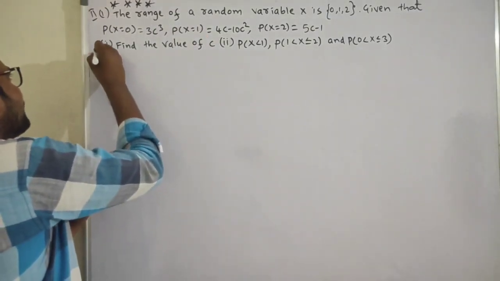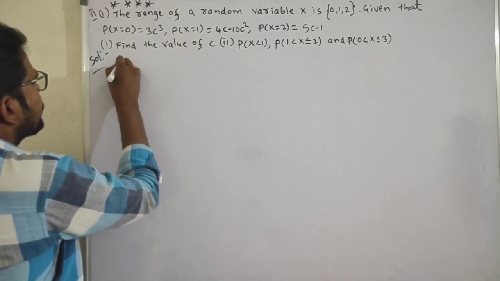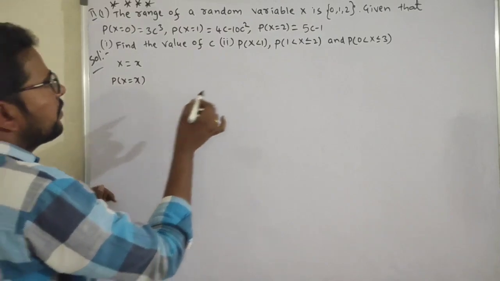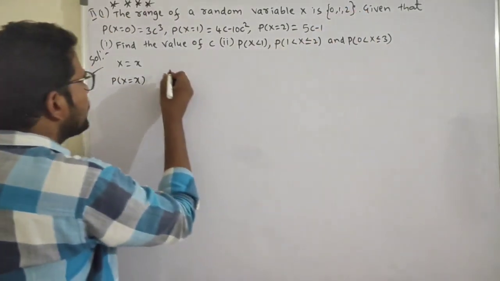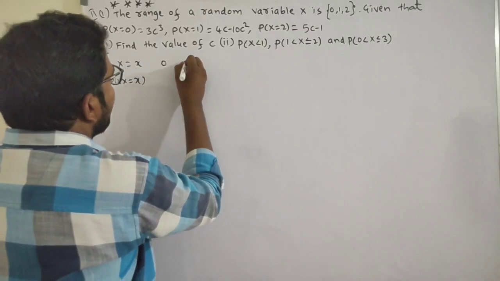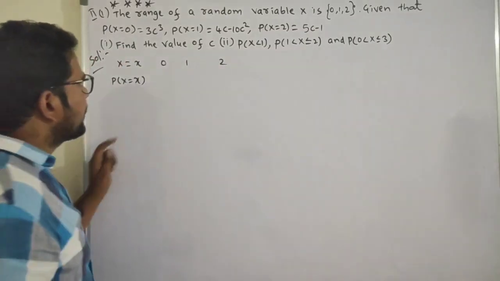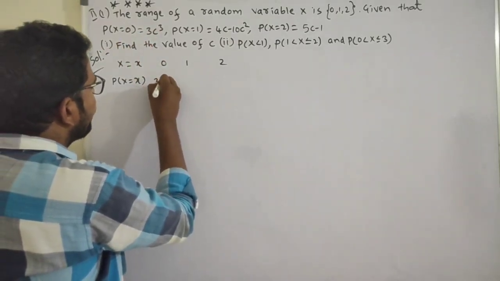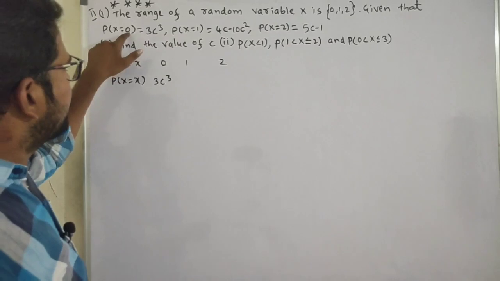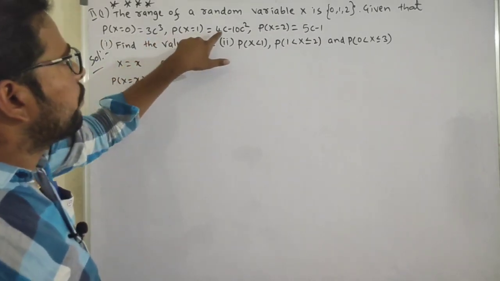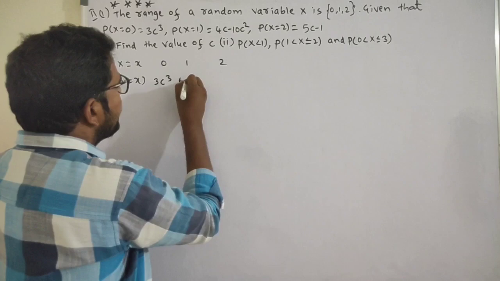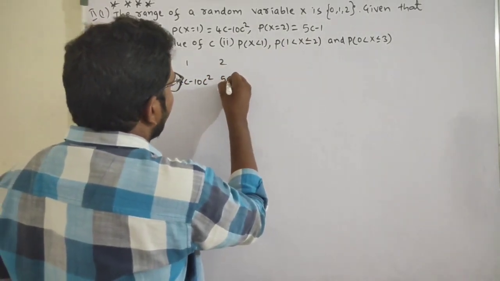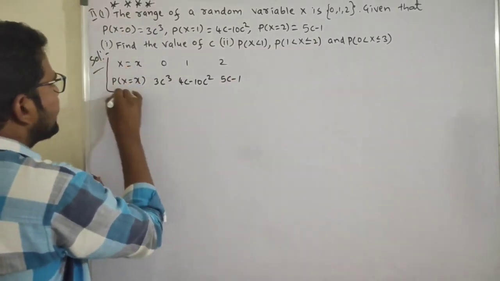First we are trying to write this as a table. So x values and P of x values. What are the x values? 0, 1 and 2. What is the probability of 0? P of x equals 0 is 3c power 3. Probability of 1 is 4c minus 10c square. Next, probability of 2 is 5c minus 1. So take this as a table.